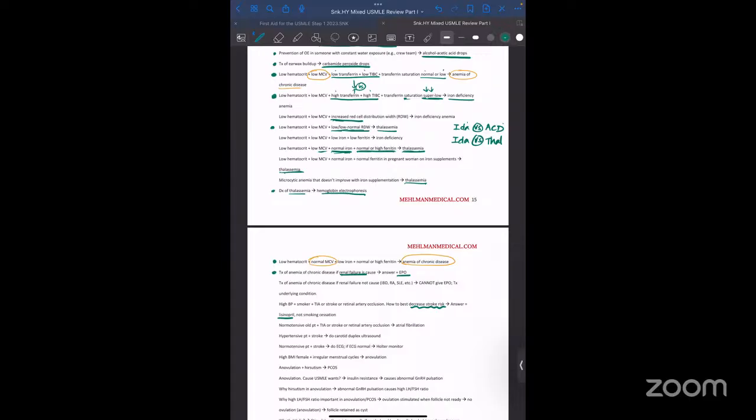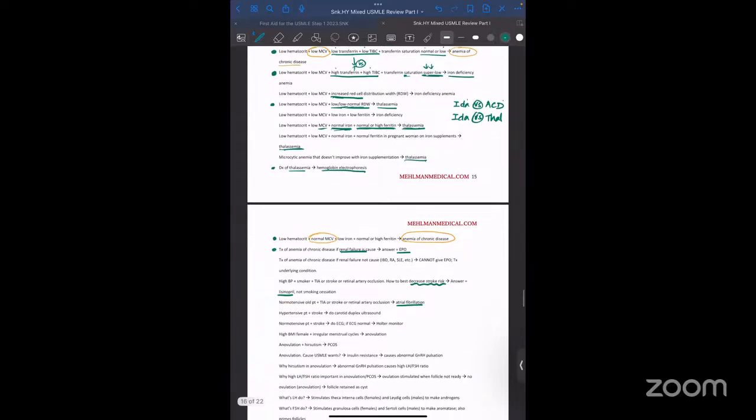Normotensive old patient plus TIA or stroke or retinal artery occlusion: AFib. Normotensive old patient, so BP is not the reason here. But patient is having a TIA or a stroke or a retinal artery occlusion. What are we thinking? AFib is throwing a clot causing an occlusion, causing a stroke. Then hypertensive patient plus stroke, do a carotid Doppler ultrasound. Normotensive patient plus stroke, do ECG. If ECG is normal, then do a Holter monitor.